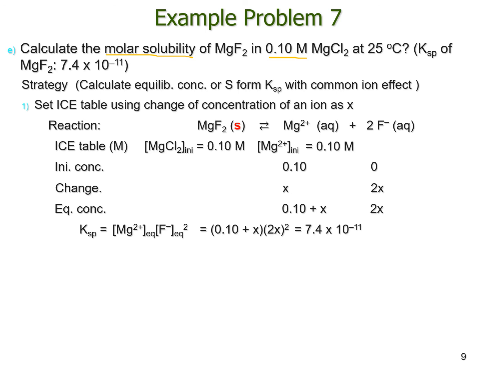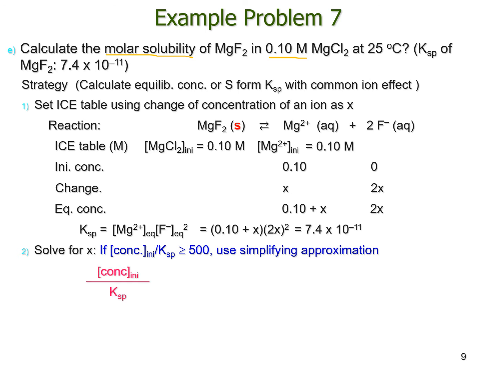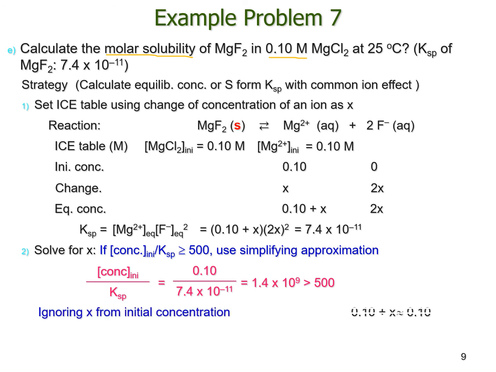Again, anytime we see this, we check the 500 rule to see whether it's going to work, because if it works, it makes the calculation a lot easier. So the initial concentration divided by the Ksp, we find the quotient is huge. If the quotient is huge, that indicates that compared to the initial concentration of 0.10, x is so small we can actually ignore it. Once it's ignored, that is a very simple calculation. So we get x equals 1.36 times 10 to the negative 6. If you apply this back into a ballpark check of this Ksp, you find that it is exactly 7.4 times 10 to the negative 11.